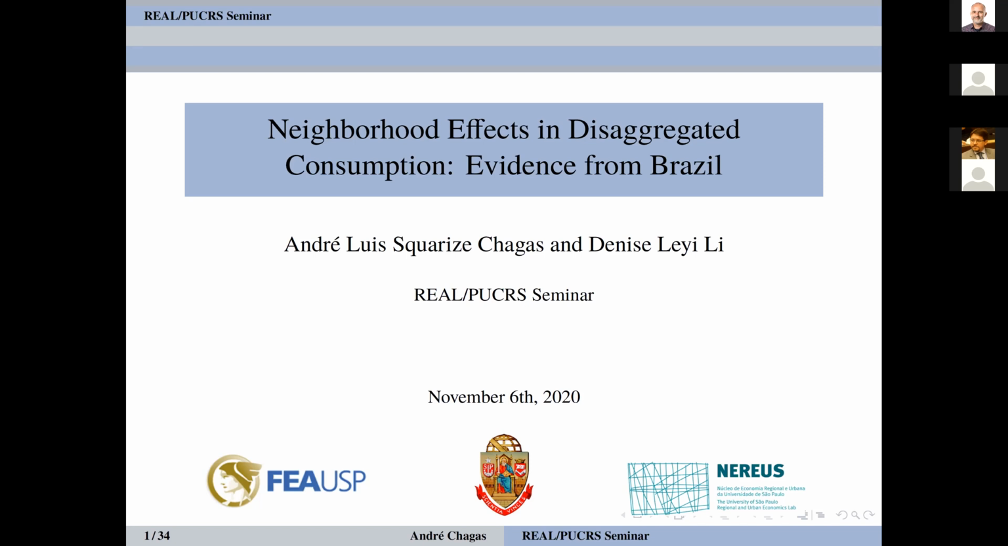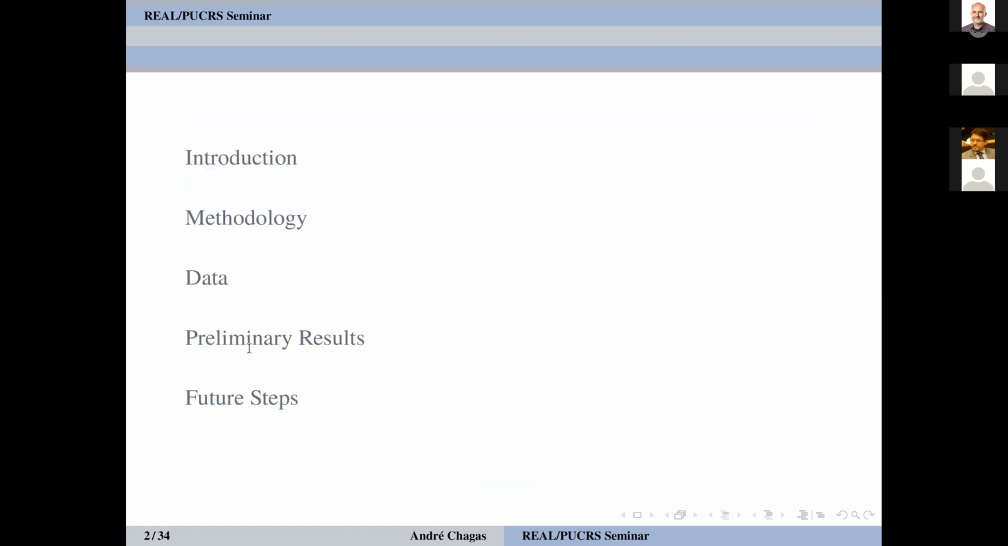It's part of the PhD thesis of Denise, and we are investigating the neighborhood effect on consumption. We are looking at how a kind of spillover or interaction effect appears in consumption, looking at the budget of the family in the household, and the effect of the neighbors on this family's consumption decision. I have a small time to present, so I will follow the rule.